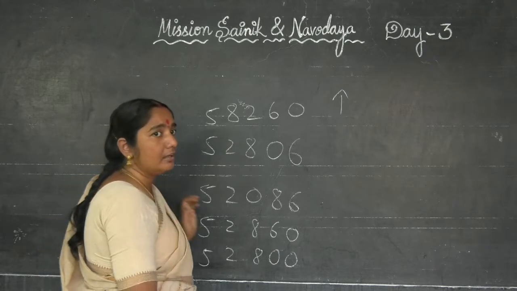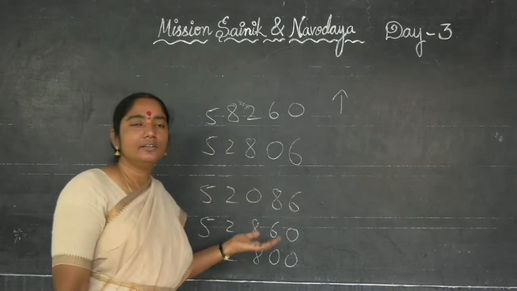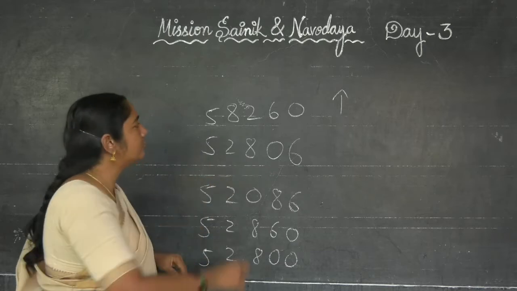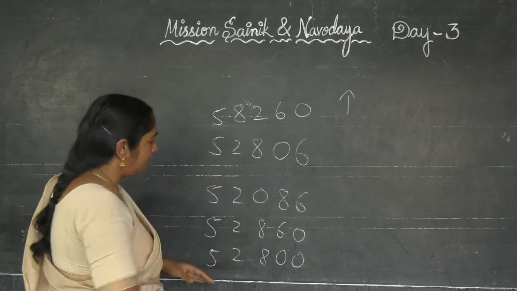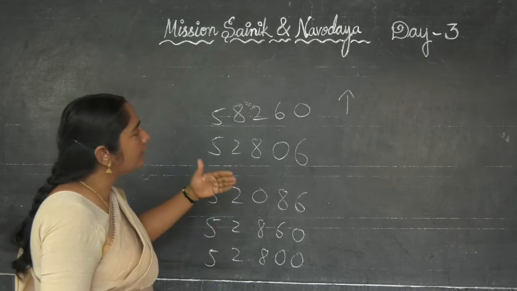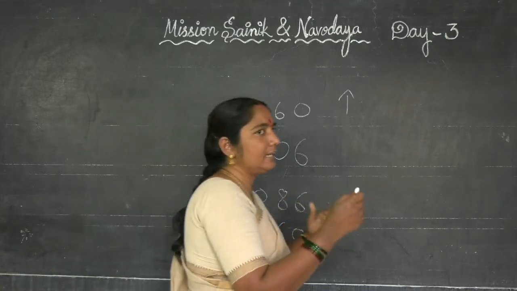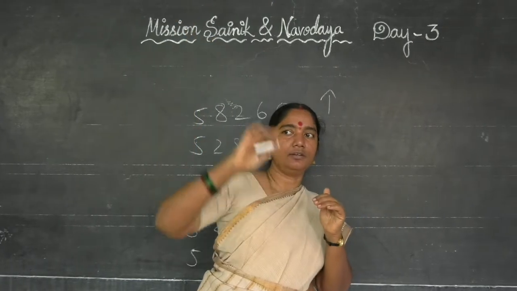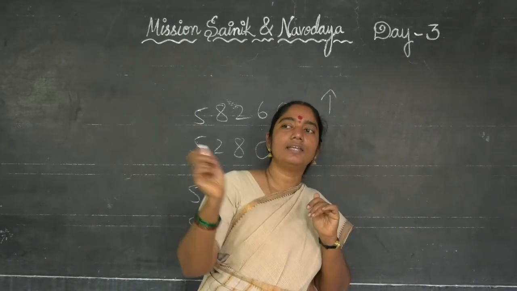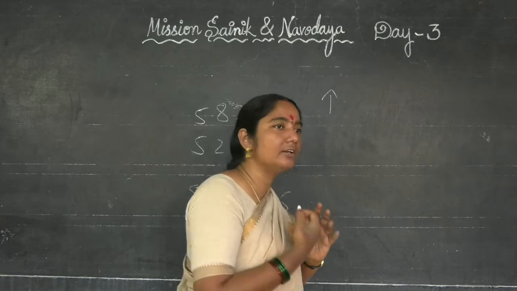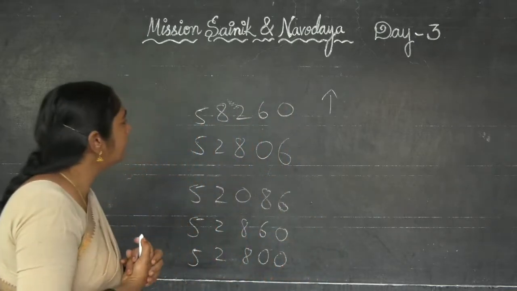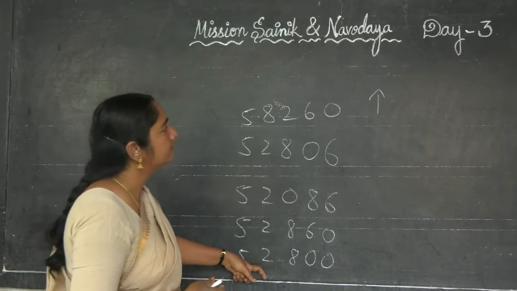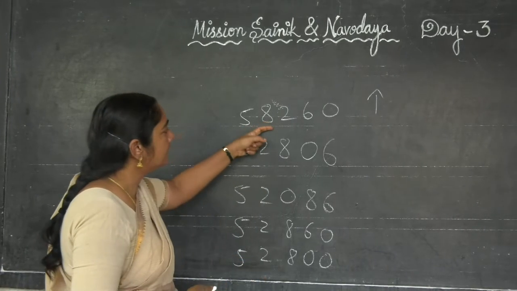My dear friends, you know all these numbers, so I will not discuss too much about it. Ascending order means from the smaller one to the bigger. Let us give ranking to them. Which is the largest number among all these? Which is the first largest number? This is the largest.